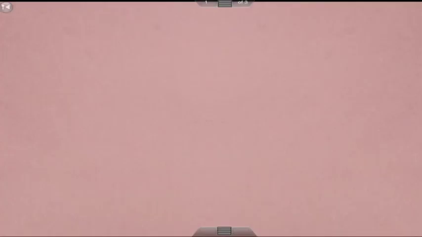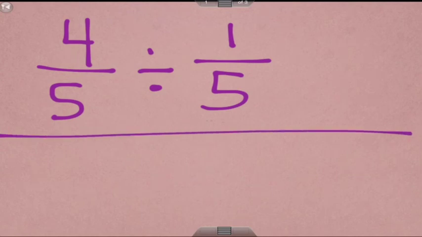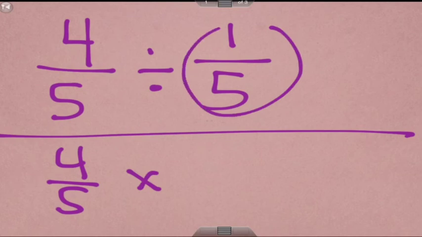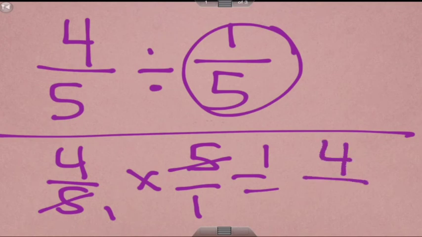Let's try a couple more of these. If I have 4/5 divided by 1/5, right away you rewrite the problem. So it's 4/5 times your second number's reciprocal, 5/1. Now, if you look at this real fast, you can see that I can cross reduce here. So the answer is 4 times 1, which is 4. 1 times 1 is 1, and the final answer is 4.